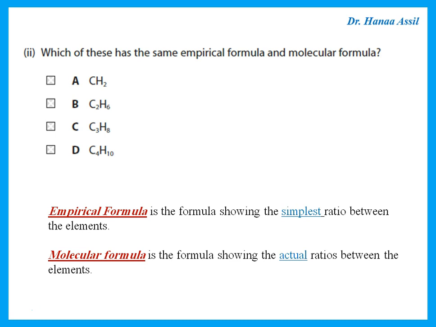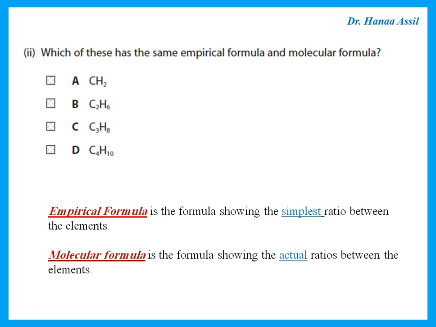So which of these can be both? Well, let's take a look. What is CH2? CH2 cannot be a molecular formula. It can be an empirical formula, you can have simplest ratio 1 to 2. So this can be empirical, but it cannot be molecular. Molecular formula means it should follow the general formula of CnH2n+2 or CnH2n and things like that. So this is not the answer.